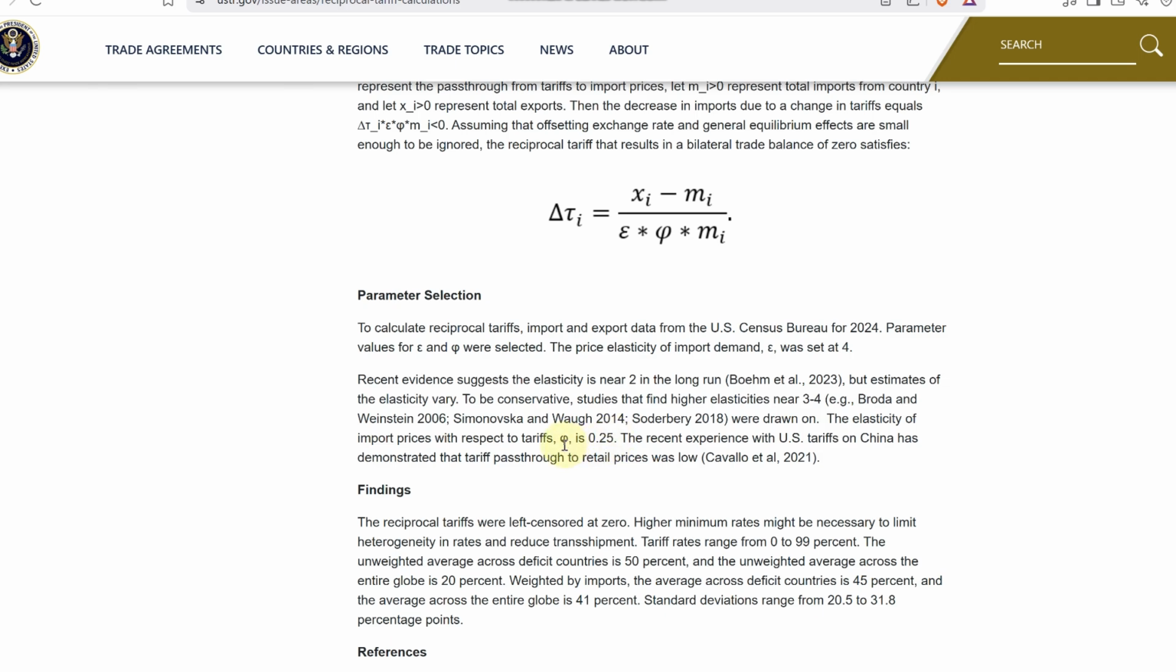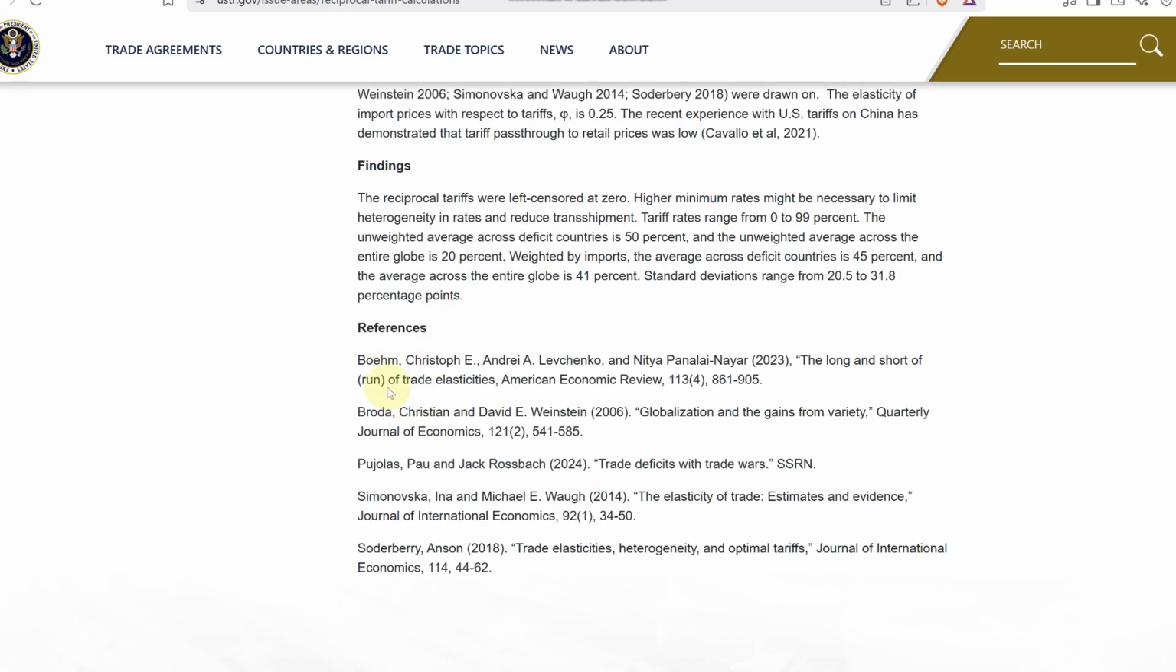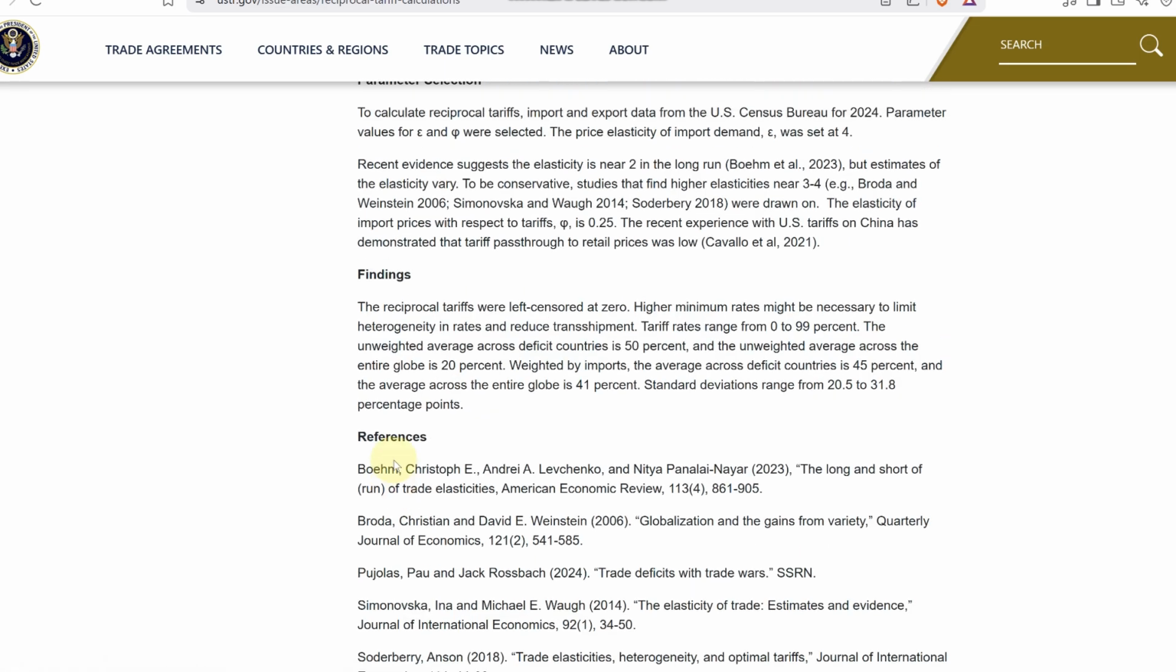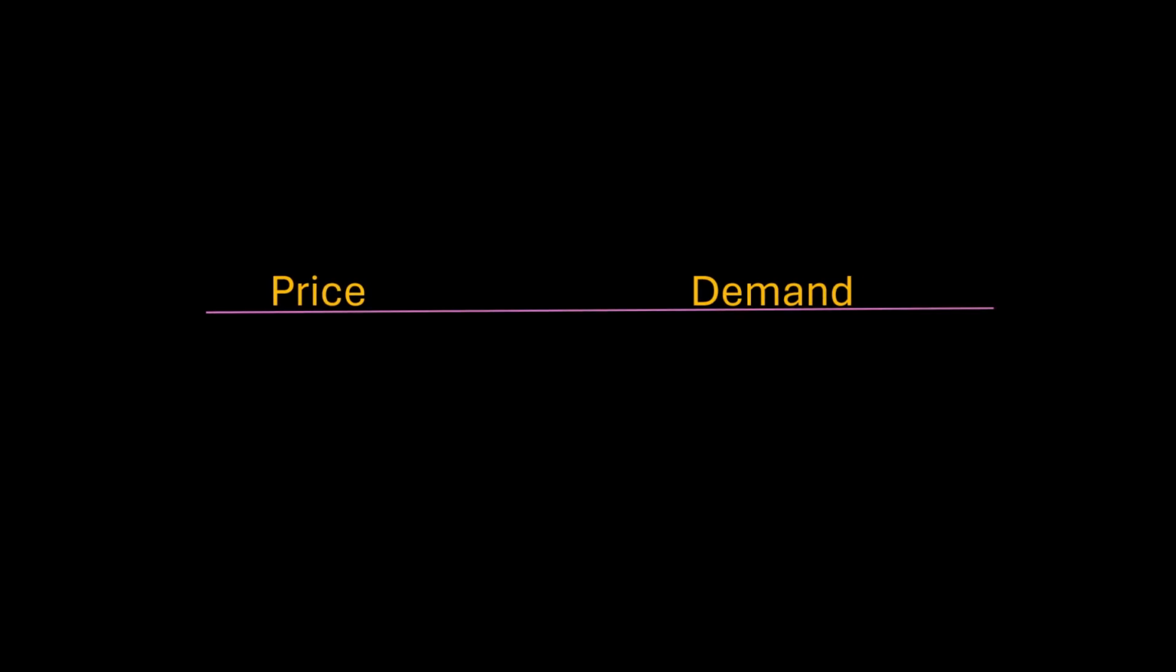It's quite interesting though. Because epsilon is 4, this means that the demand is highly elastic, and American consumers will react very strongly to price changes. This means that a 10% increase in the cost of goods would lead to a 40% demand decrease.